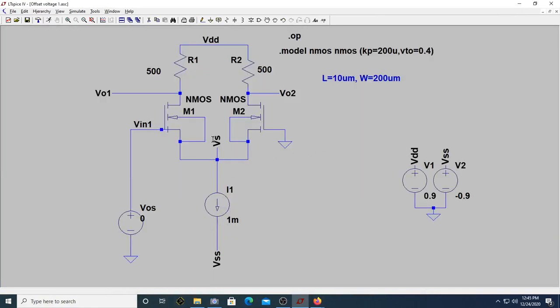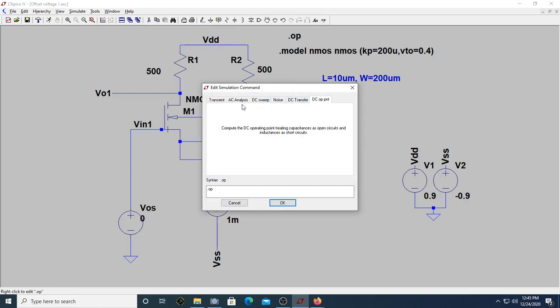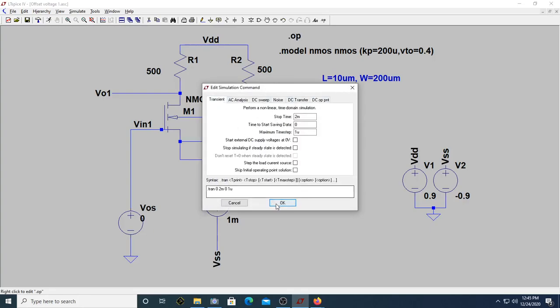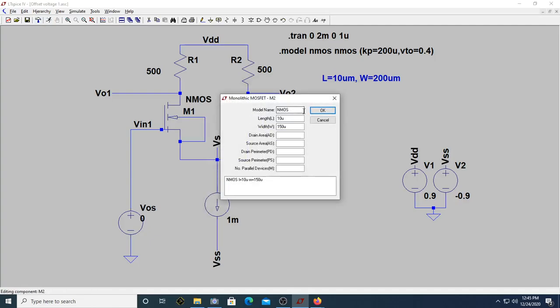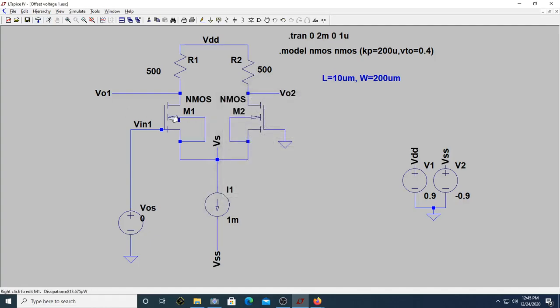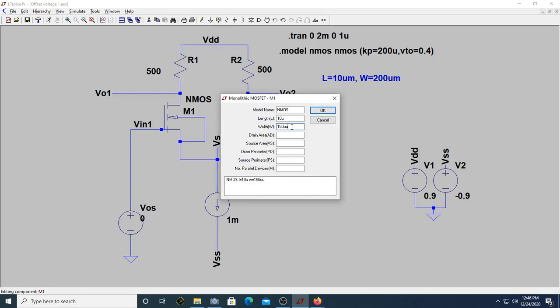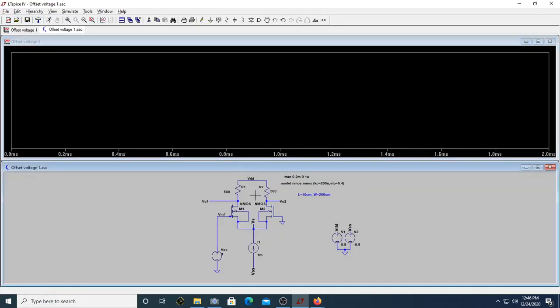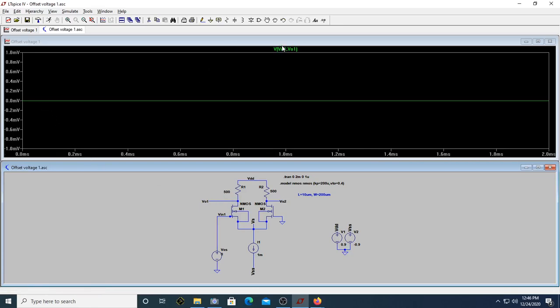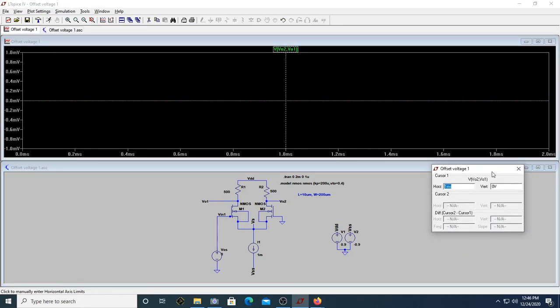So let us go back to the simulation and try to find out. With these values, if you run it, since everything is perfectly matched, I think you'll be getting zero offset voltage. Since this is 150 and this is also 150, it is perfectly matched, oh, I have to make it 150u. So both are 150. If I save it and run, and measure the offset voltage, you can see it is perfectly zero.